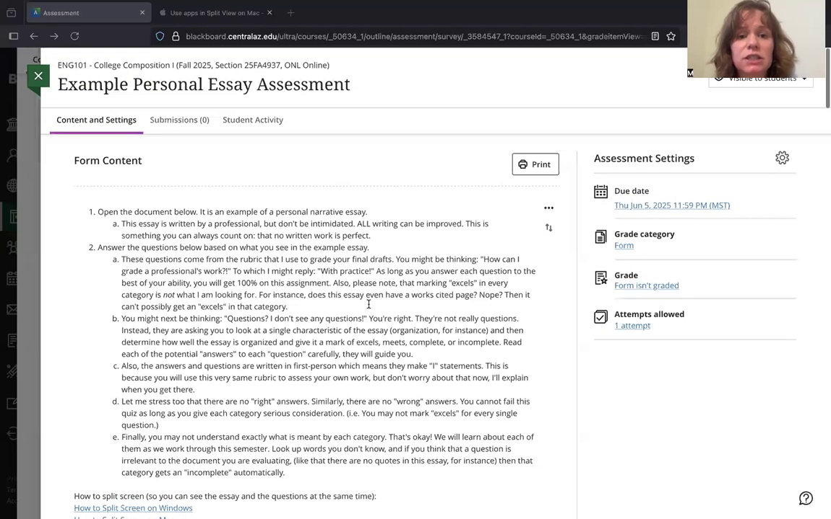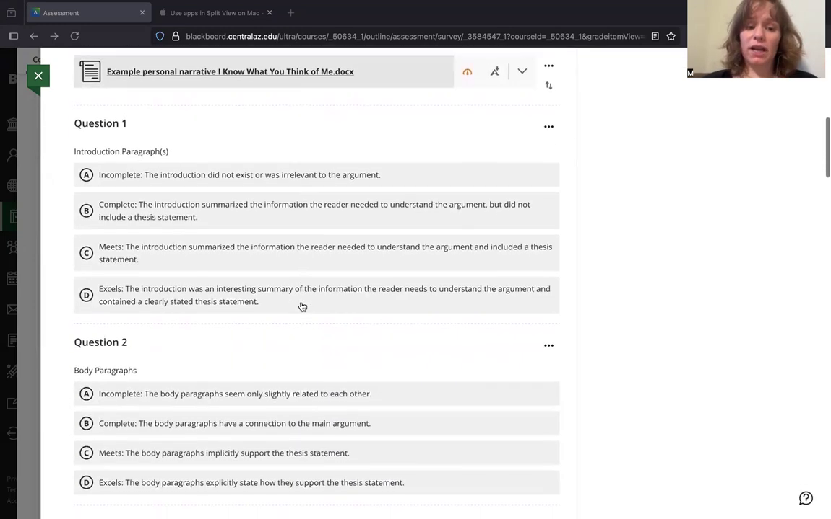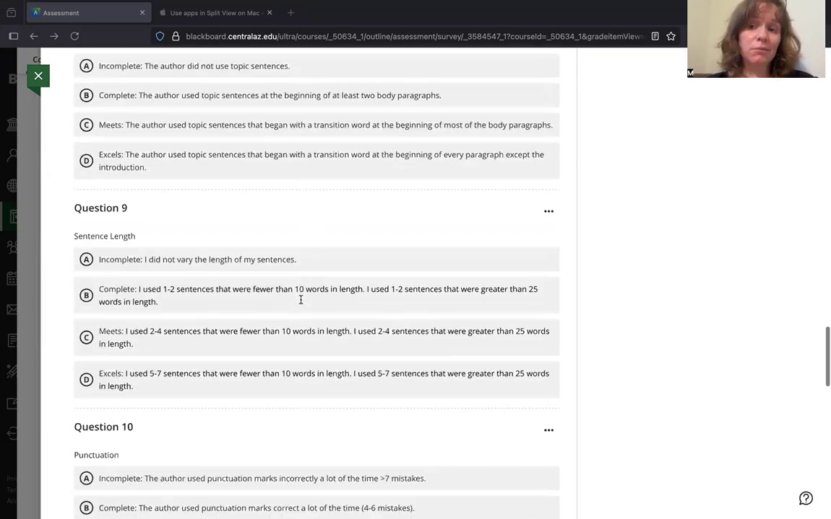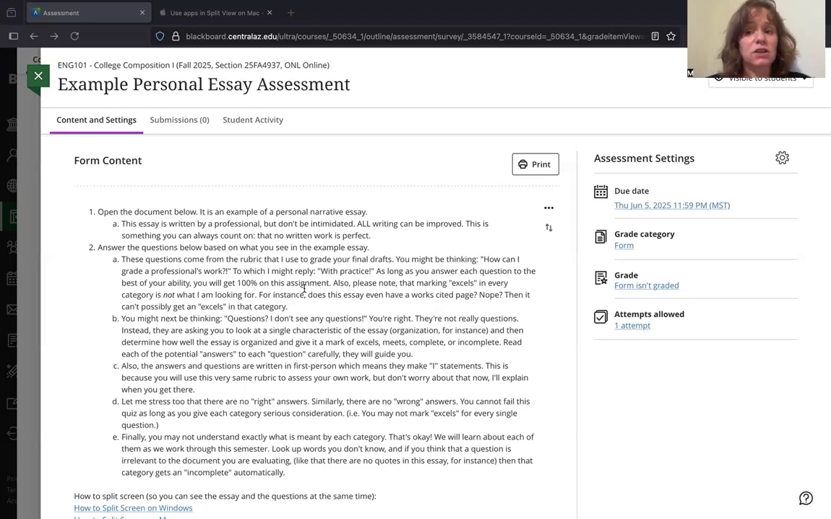Okay? So essentially, I did some research after teaching for a little bit and found that when students have good examples to learn from, they tend to do better writing. And so in the example assessments, like this personal essay example assessment, you're essentially going to look at an example of the document that you're going to be writing, and you're going to grade it using the rubric that I'm going to use to grade your final draft. And in the process, you're going to learn a lot about what makes an essay good, what makes an essay bad, what people can improve on, etc.